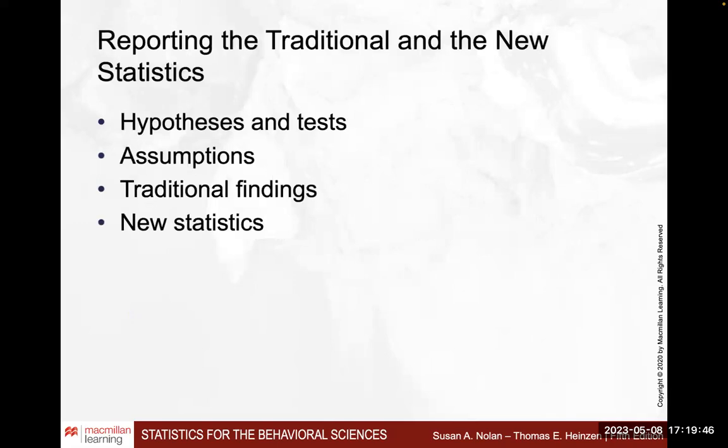The reporting of the traditional and the new statistics are hypotheses and tests. Basically, you state your hypothesis. If you have a very complex hypothesis, you can even say null hypothesis, alternative hypothesis, that's what I was testing. That was my primary hypothesis. You state your assumptions in the light of the methods, then provide your traditional findings, which is a difference and the p-value. But then also add your new statistics: add the effect size of the difference in the light of the variability, and also add confidence intervals.